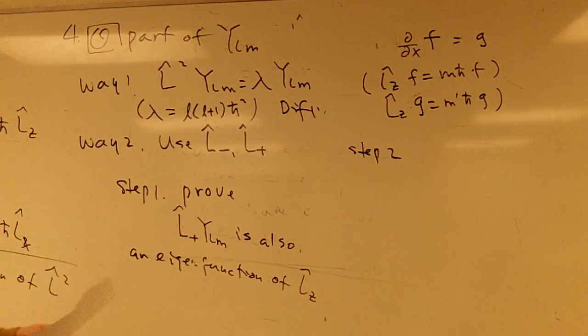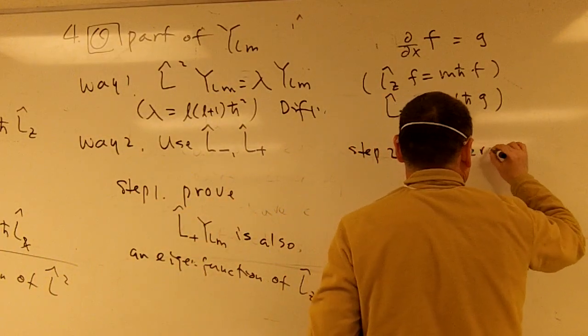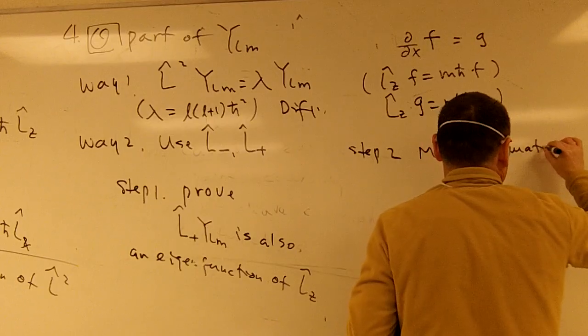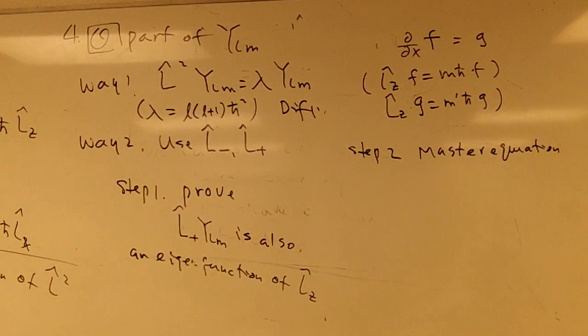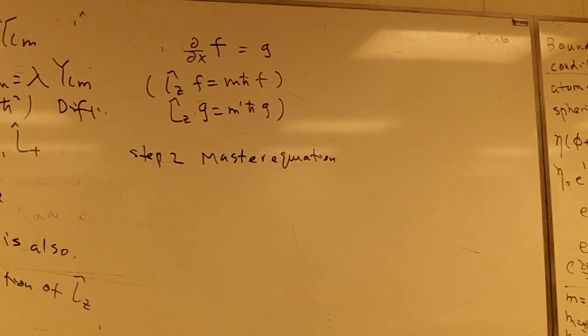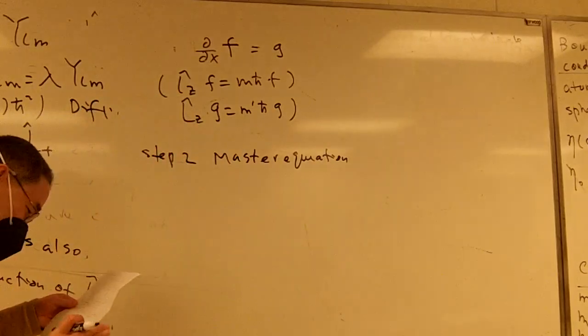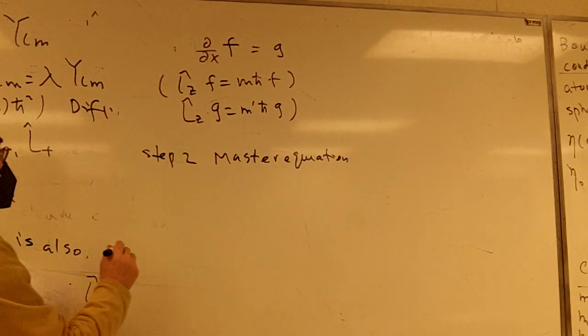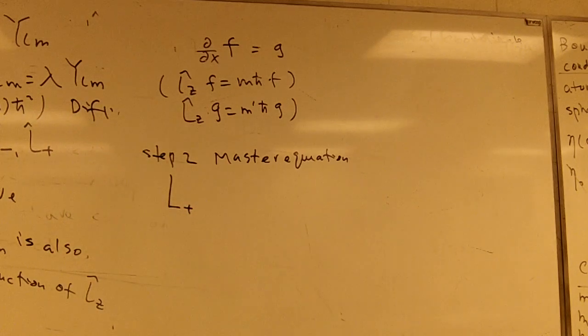Step number 2, this is our master equation. This is our master equation, which is so important, as the entire derivation of the final results is based on this so-called master equation. If we do not have this master equation, then we won't be able to solve for this. For the master equation, we use the exact same trick. So we use L plus, the L plus hat.